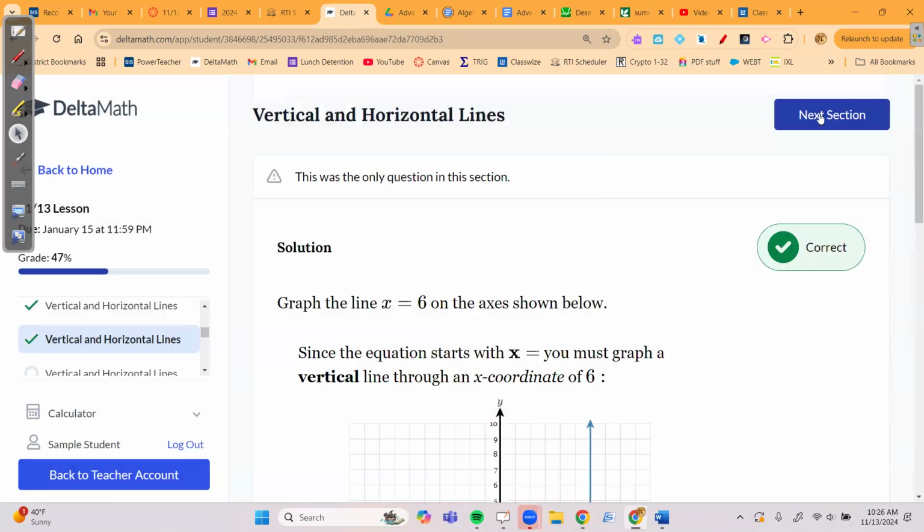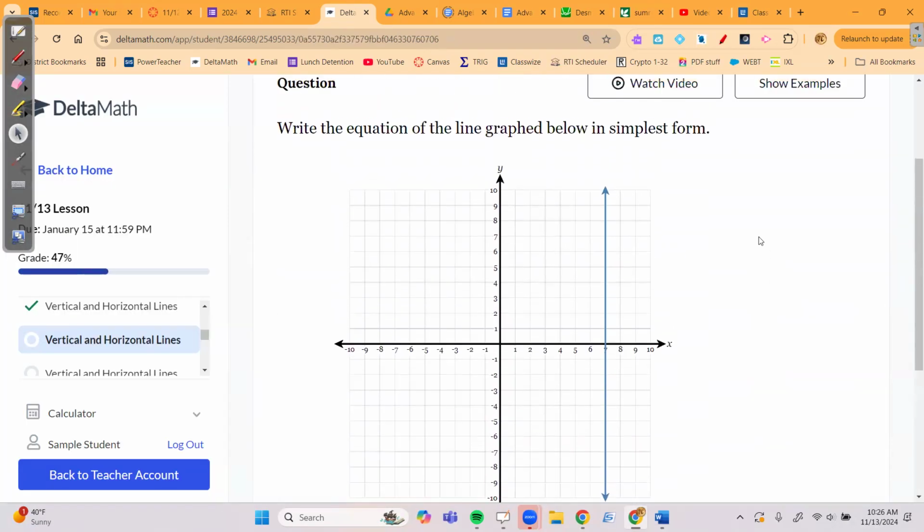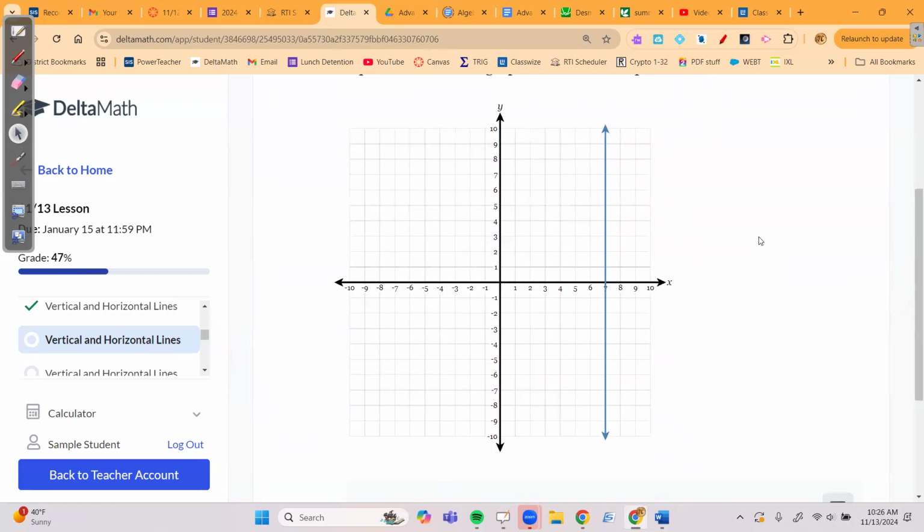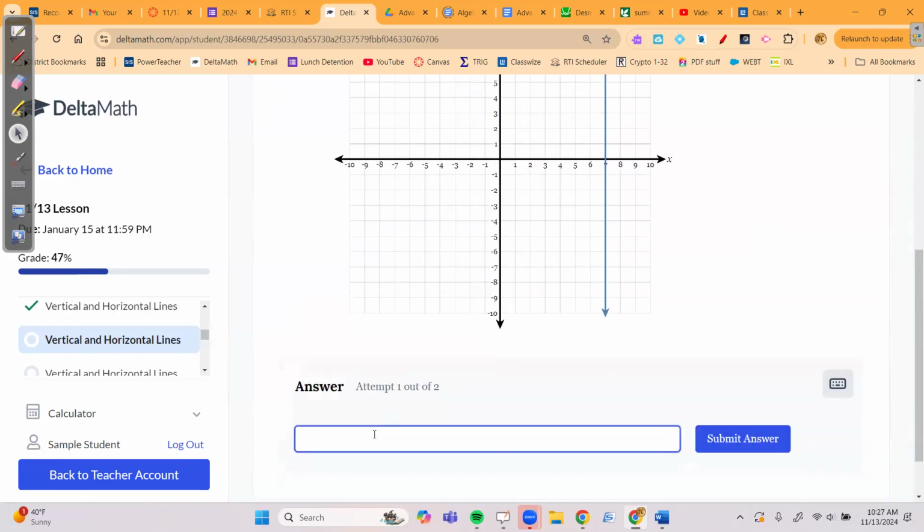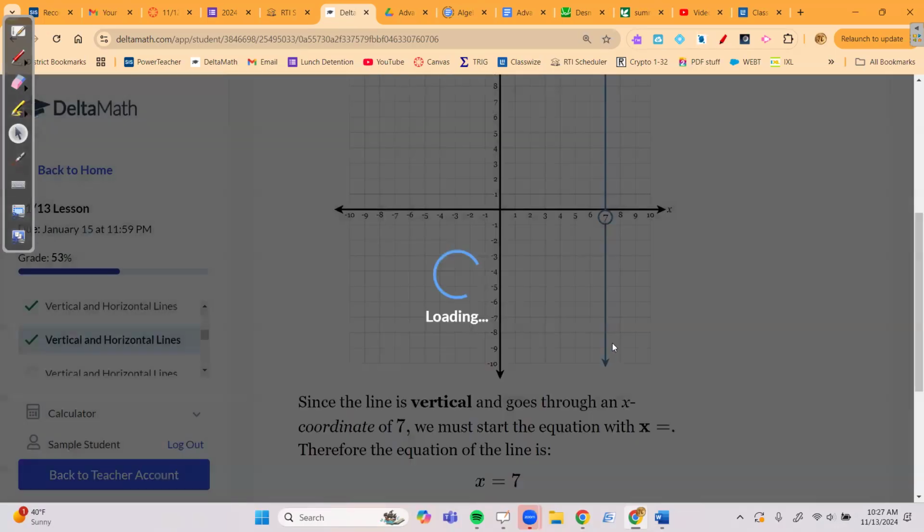All right. How about this? This asks us, here's a line, write the equation. First off, what's the equation going to start by saying? X. X equals 7. Good job, Justice. I can see that it hitches right through 7. So I just go into the box and I type in x equals 7. And that's all there is to that.